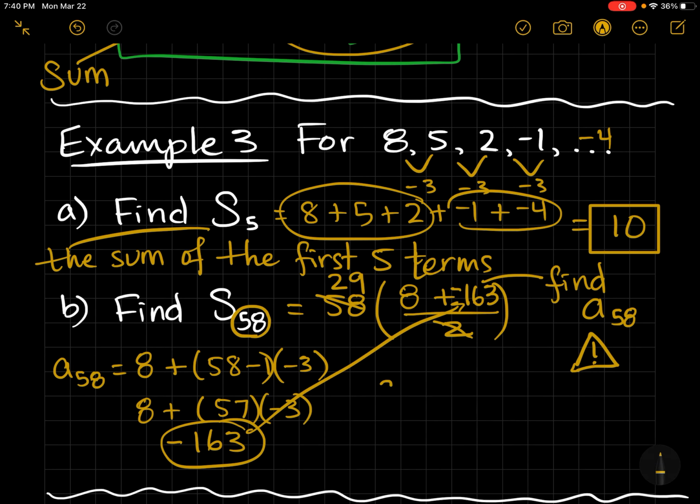Okay, so now I'm just looking at 29 times 8 minus 163. Drop that in the calculator, and you get -4,495.